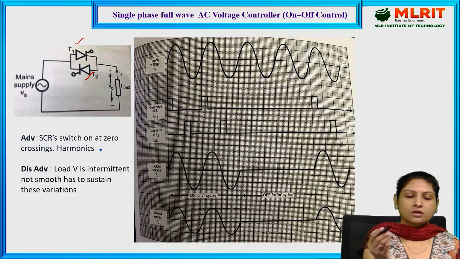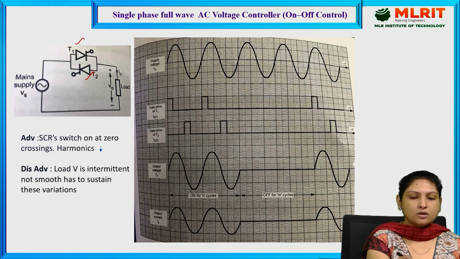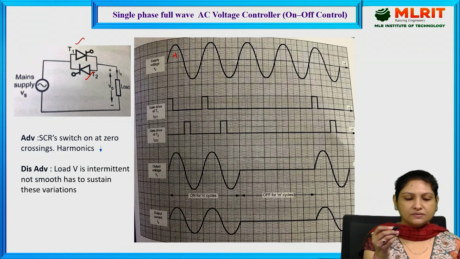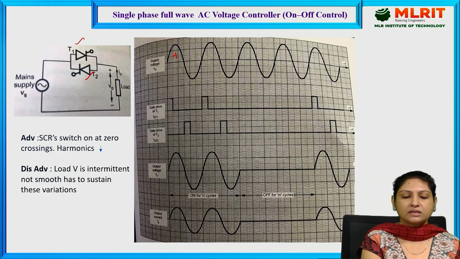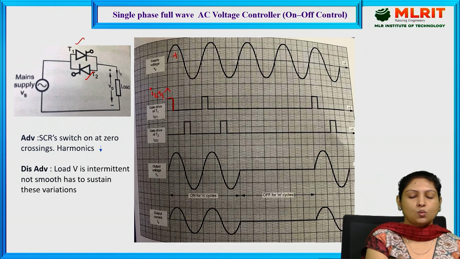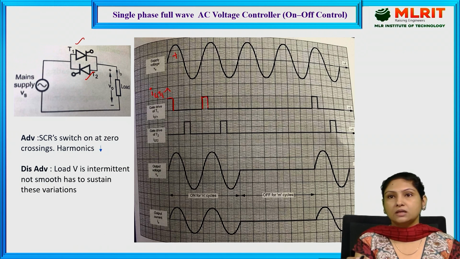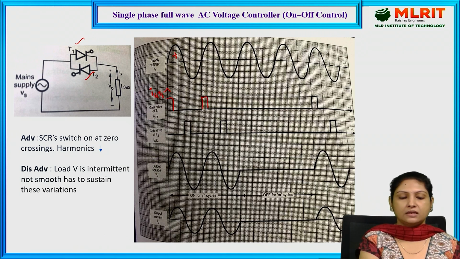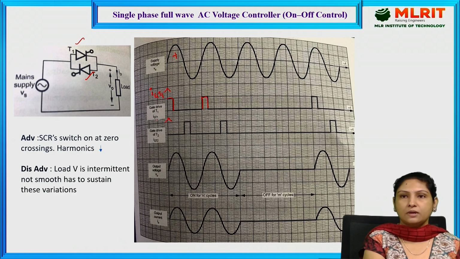And here, if you see, during the positive half cycle, we are providing the triggering pulse for thyristor 1. Similarly, during the negative half cycle, we are providing the triggering pulse for thyristor 2, that is IGT2.